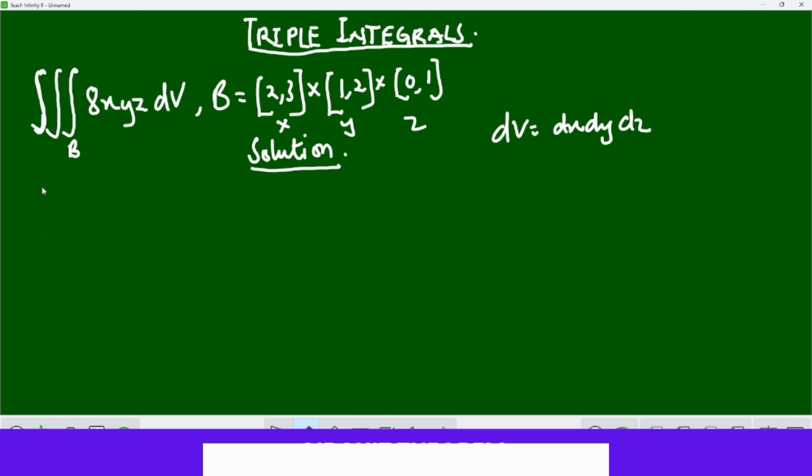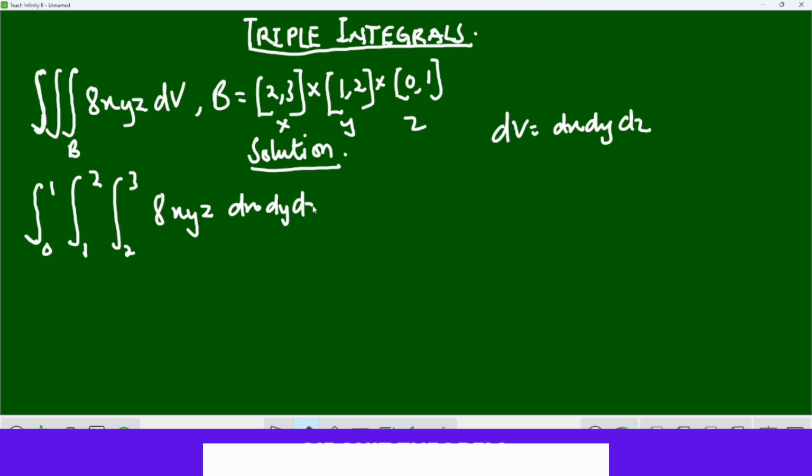So I just write my integral. For z, I write 0 to 1, integral of 1 to 2, and integral of 2 to 3 of 8xyz, all that with respect to x, y, and z.